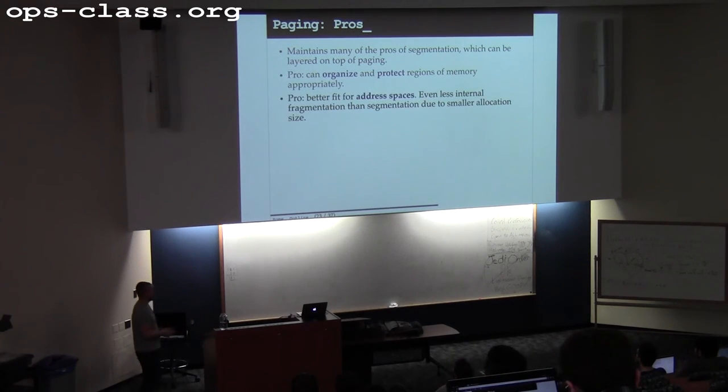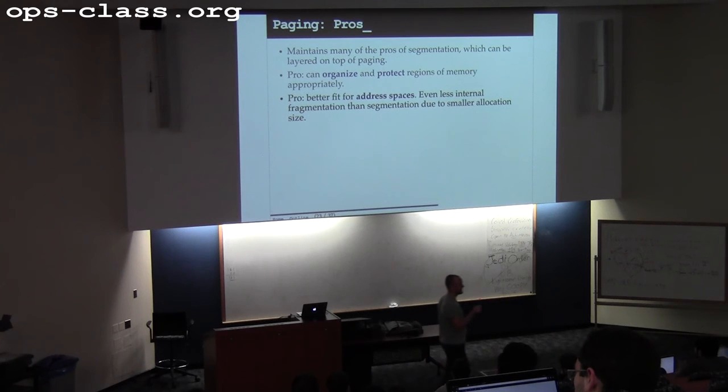So that's nice. And pages turn out to solve two of the problems that we had with segmentation, both of the fragmentation problems. So how do pages help solve the internal fragmentation problem that segments have?